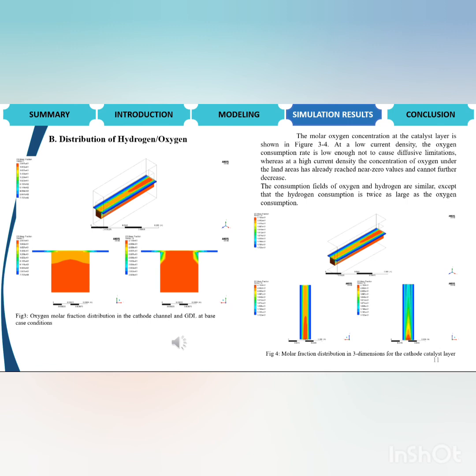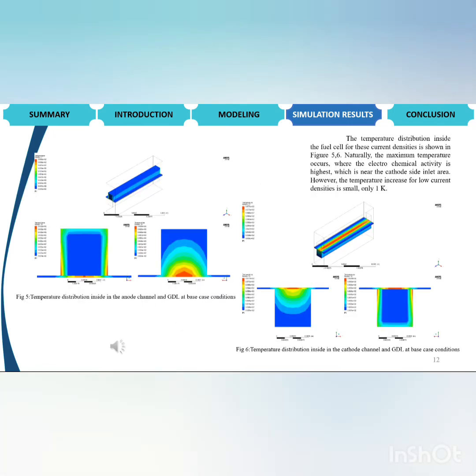The temperature distribution inside the fuel cell for this current density is shown in figures 5 and 6. The maximum temperature occurs where the electrochemical activity is high, which is near the cathode side inlet area. However, the temperature increase for low current density is small, only 1 degree.